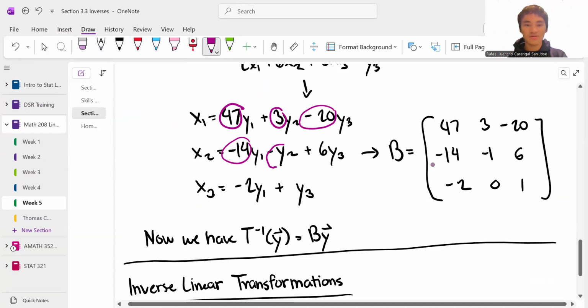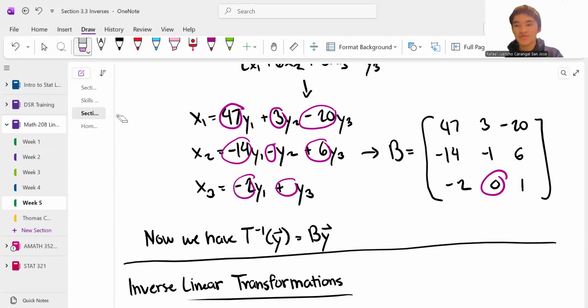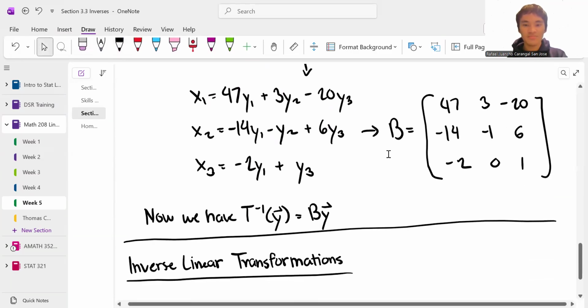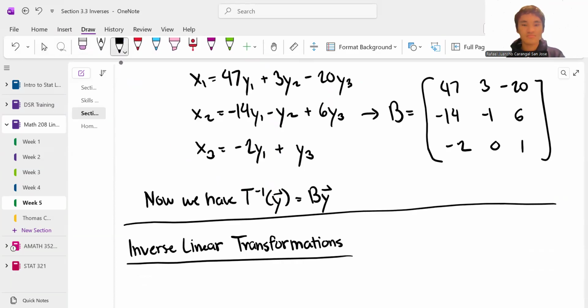of each equation. Oh, this one's -1. +6, -2. Now we have a 0 somewhere. There we go. There's the 0. So we just get their coefficients. We store them in a B matrix, and we should be able to get B multiplied by that output vector to get X.